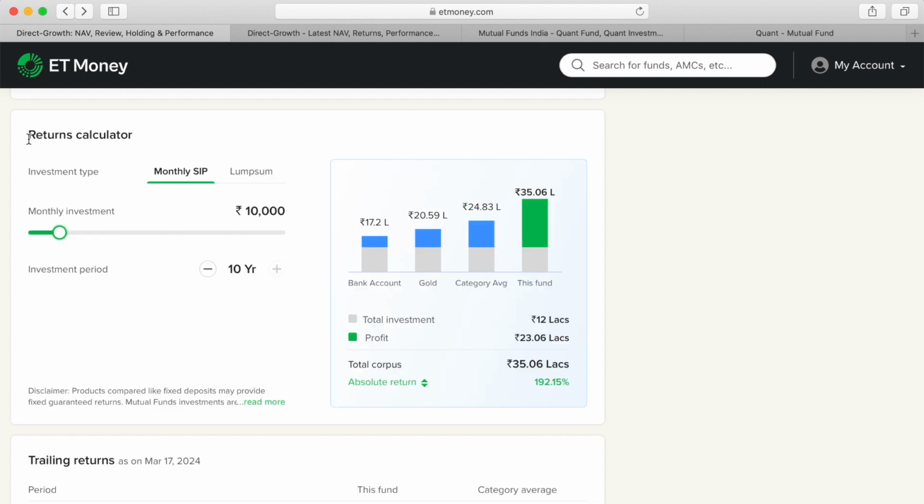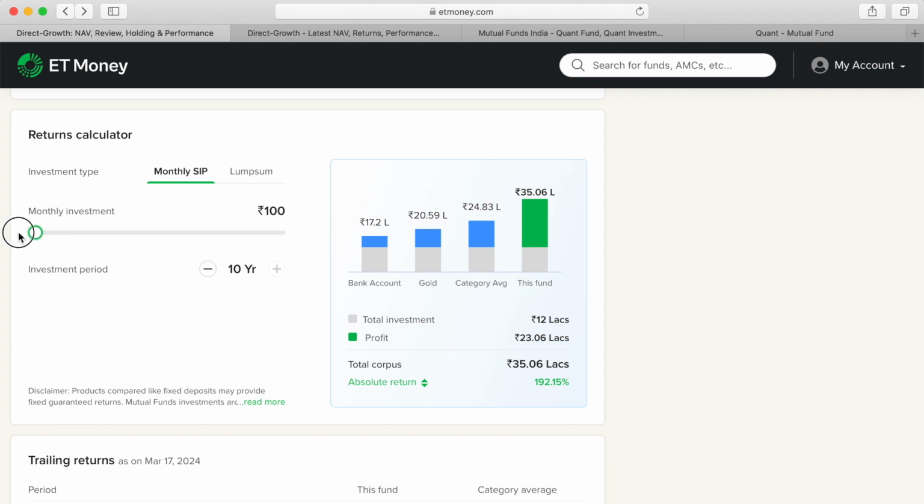Let us discuss the return calculator. All these calculations are based on how this fund has performed in the past. It is not a forecast of how it is going to perform in the future. So keep that in your mind. Let's start with the monthly SIP.